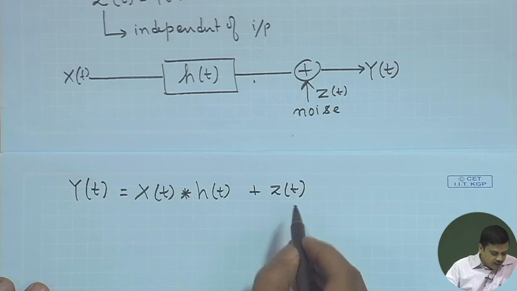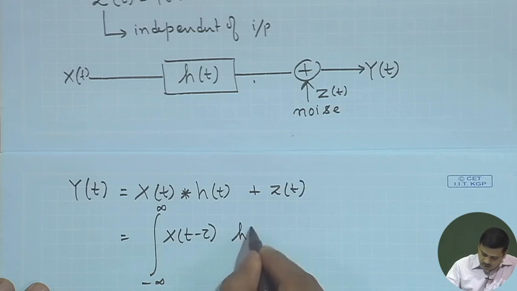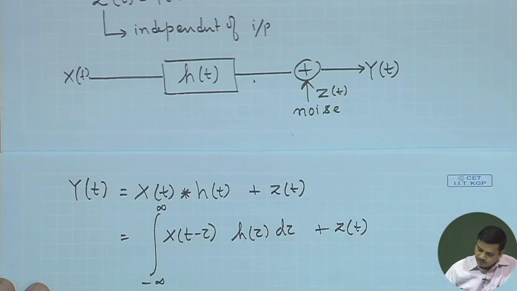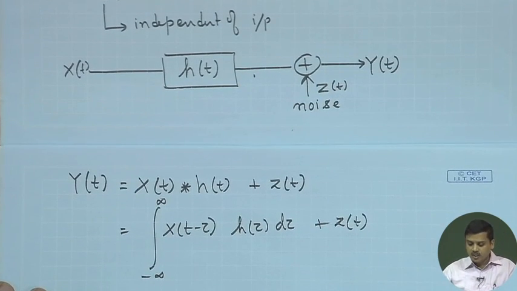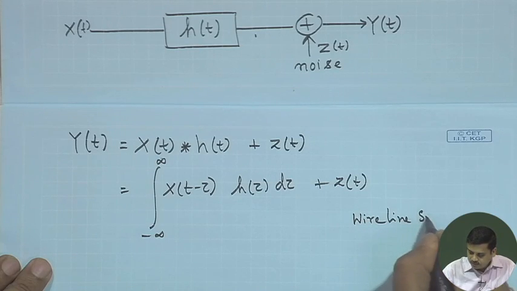So, this is the model, which you could write as the integral from minus infinity to infinity of x of t minus tau, h of tau, d tau, plus z of t. This is the kind of model we are going to encounter in our communication system, in this course towards the end, especially when we talk about matched filters or equalization and so on. These kind of channels are pretty useful, especially for wire line systems.